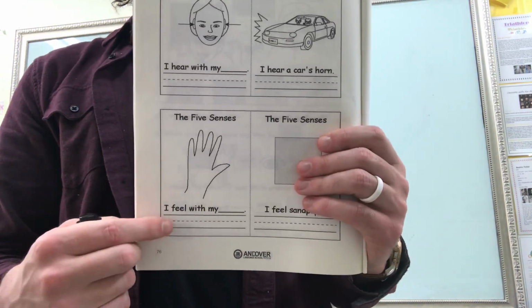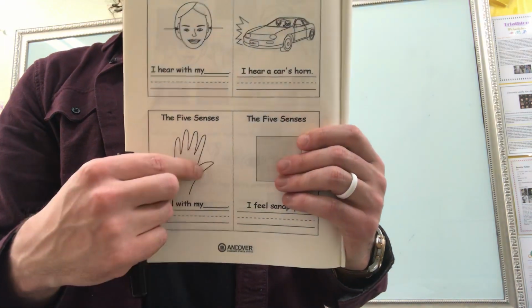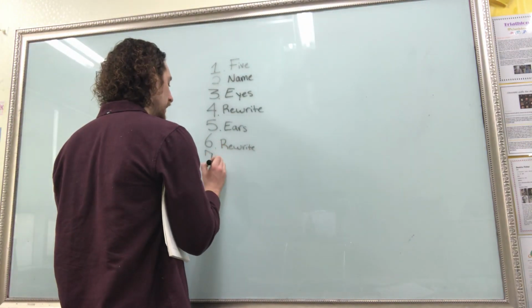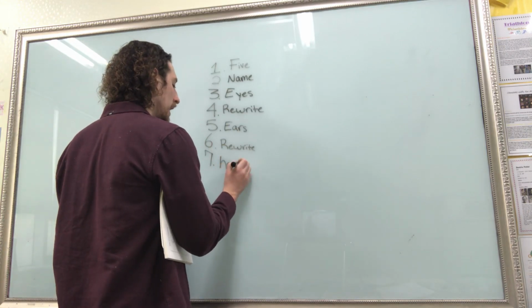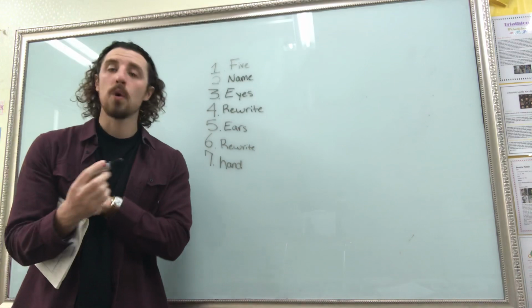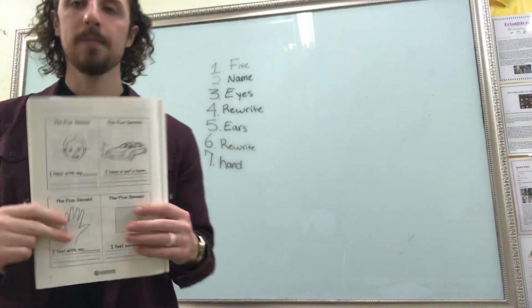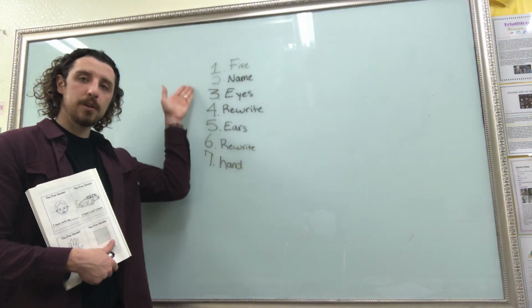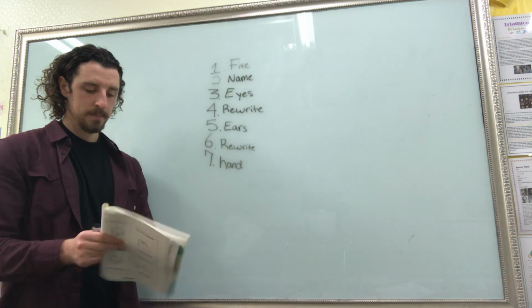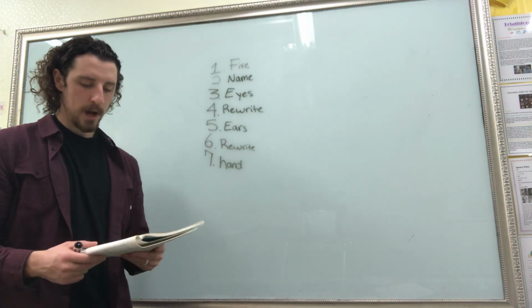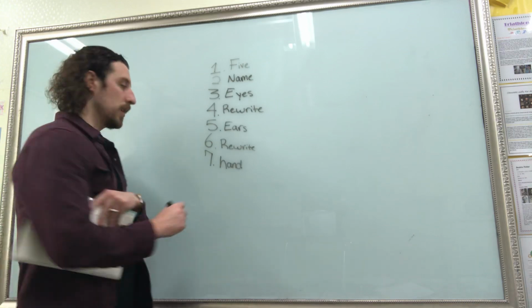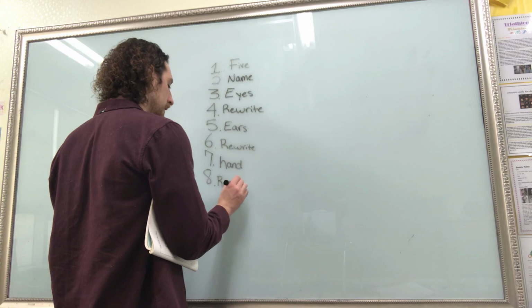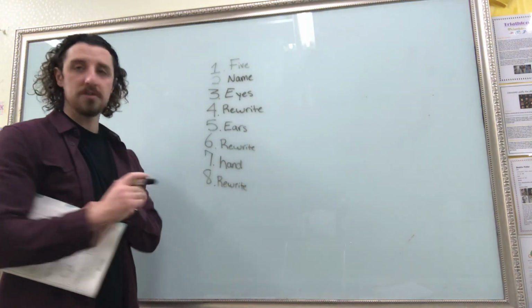For this one, I feel with my, what's that? That's a hand. So number 7, the answer is going to be, you have to use the word hand. Now remember, you have to rewrite the whole sentence with these words, okay? I feel with my hand. So pause the video so you have the answers, and make sure you're writing the whole sentence. Okay. I feel sandpaper. So that one is just a rewrite. There's nothing to change there.